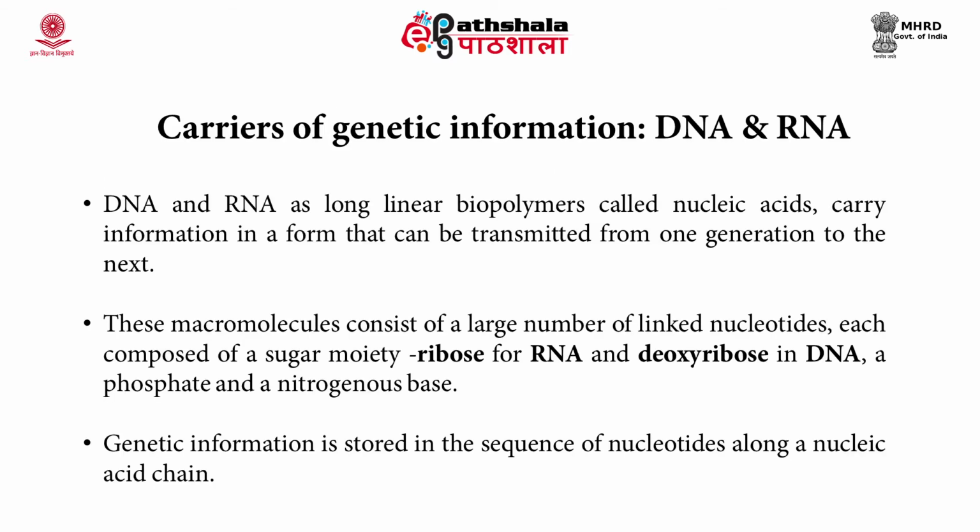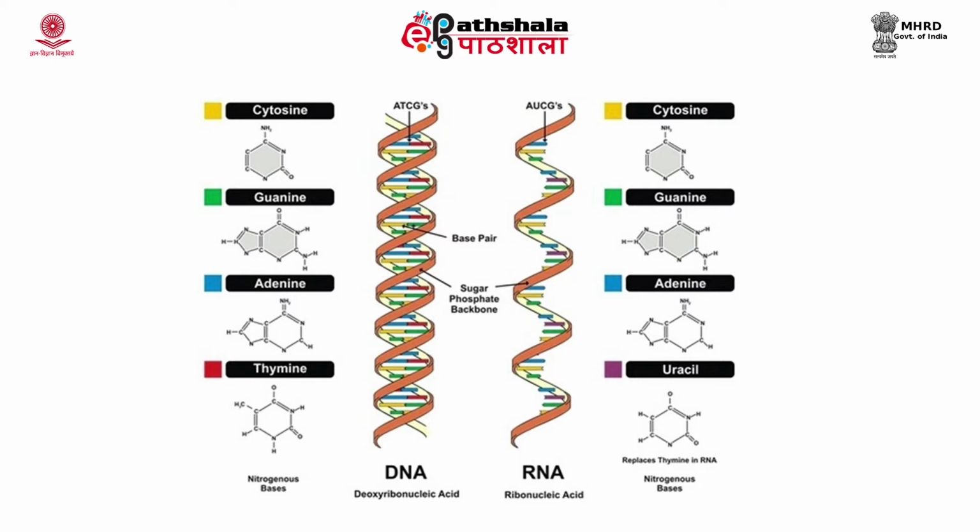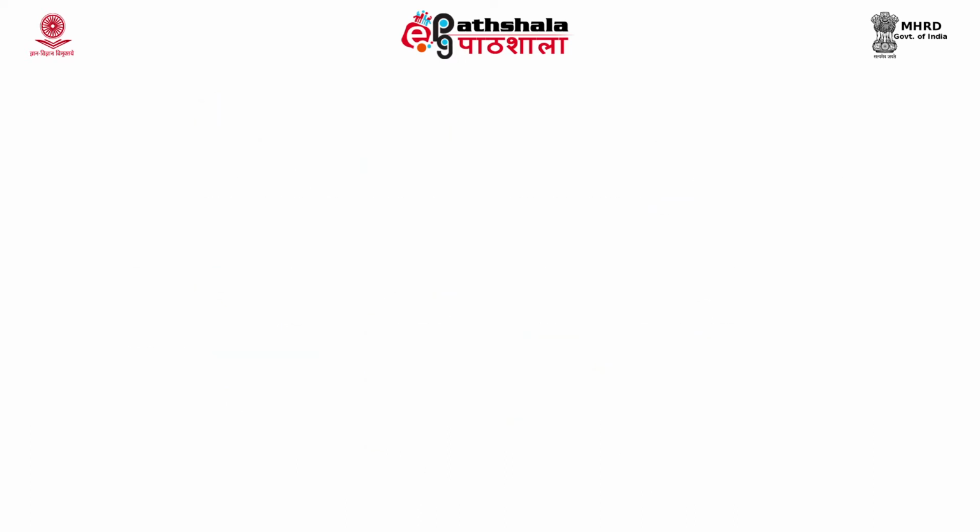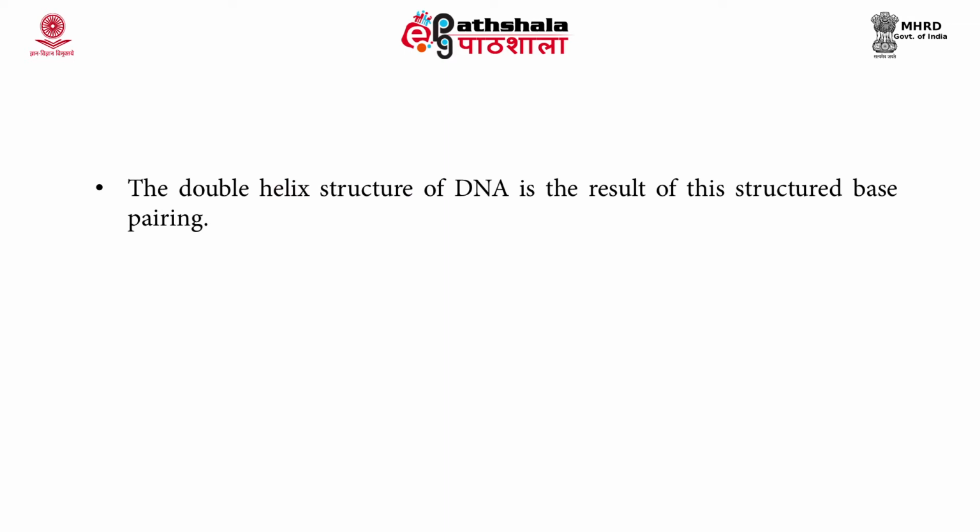Carriers of genetic information are both DNA and RNA. DNA and RNA are long biopolymers called nucleic acids, carrying information in the form that can be transmitted from one generation to the next. As has been discussed in the introduction, DNA and RNA is the genetic material of all living organisms. The double helical structure of DNA is a resultant of structured base pairing.